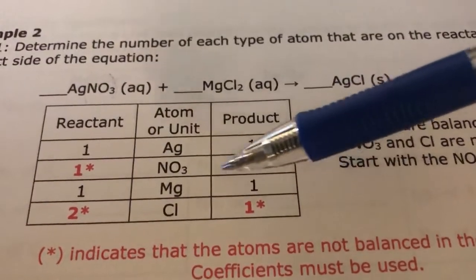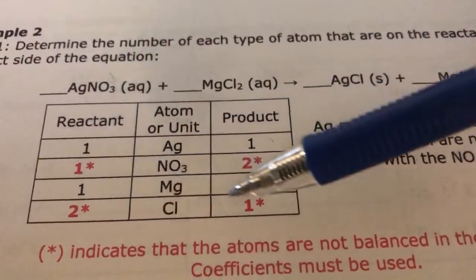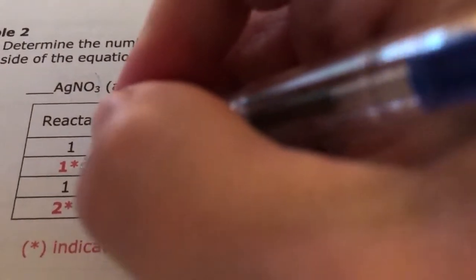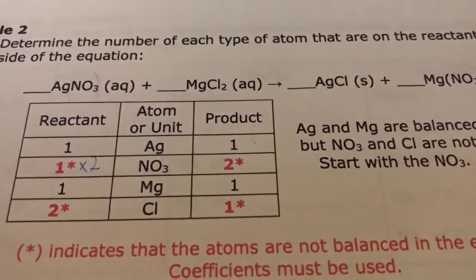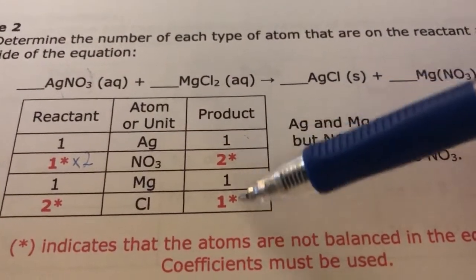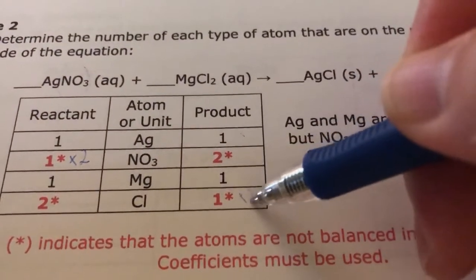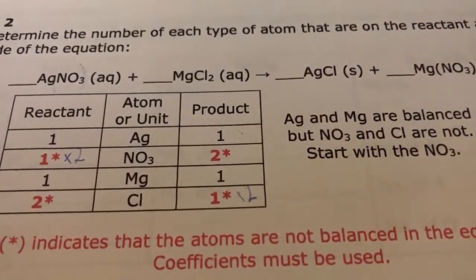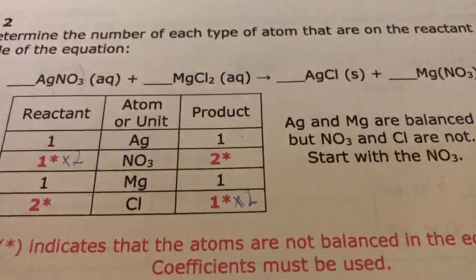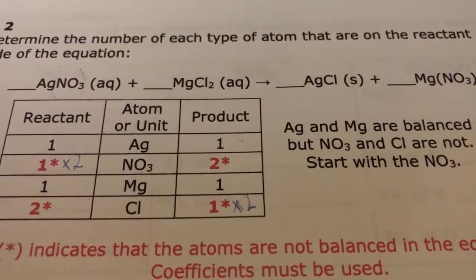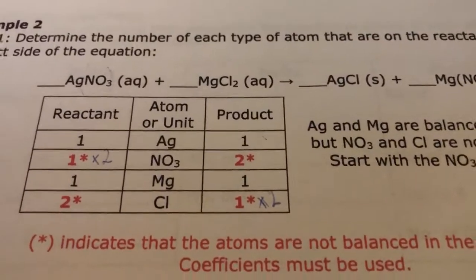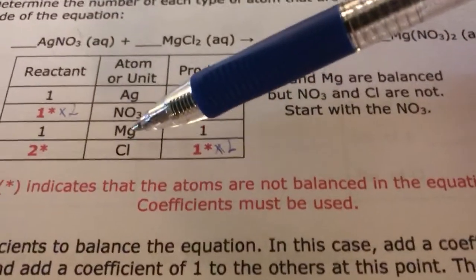Magnesiums are good, but my chlorine over here don't match up. So on this one, we had to say times 2 to get this side to match that side. But now we have to multiply the product side here by 2, right, to get it to match up to chlorine over here. All right, that's going to probably cause a little bit of a headache. So let's go down and see what happens.